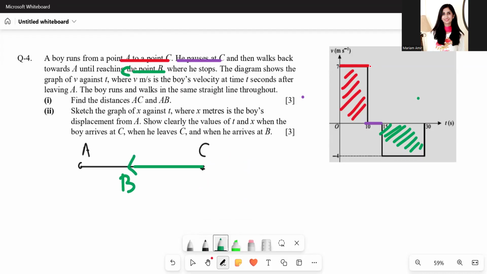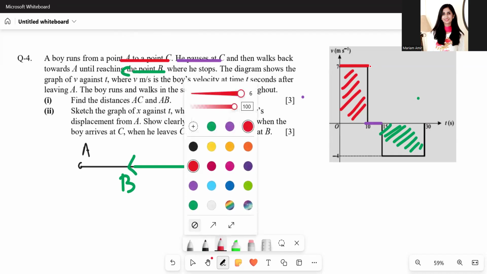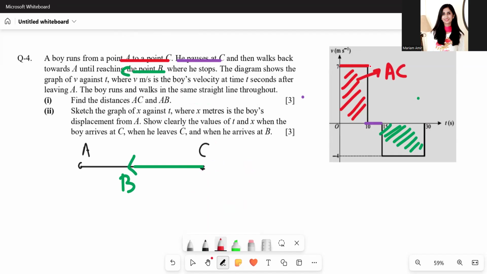The boy runs and walks in the same straight line throughout. Find the distance AC and AB. So this is the distance AC, area under the graph. So that would be 70. So part 1, AC, so distance would be equal to 70 meters.